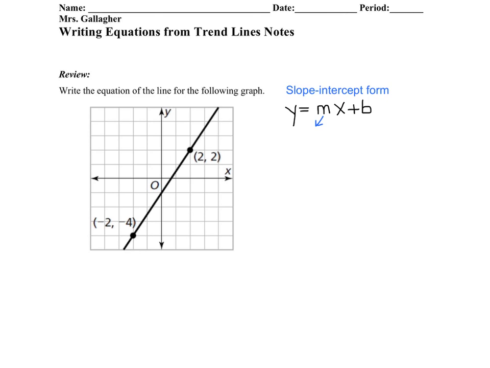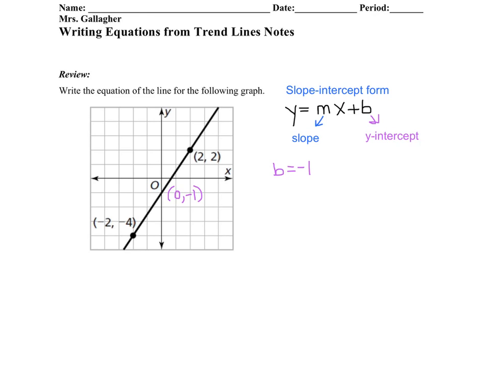Our m stands for our slope of the line, and our b stands for our y-intercept. So when we write the equation of the line, we want to first identify our y-intercept. And our y-intercept is where the line hits on the y-axis. So it hits on the y-axis right here, right there. So our coordinate would be (0, -1). Therefore, our y-intercept is your y coordinate. So b equals -1. Next, we want to find our slope.